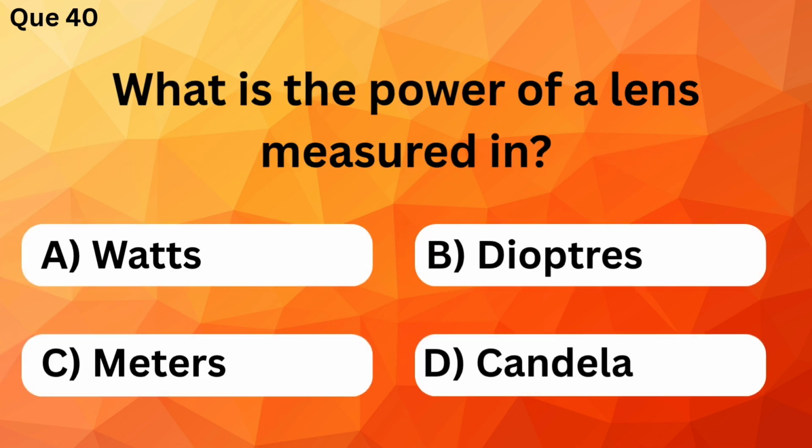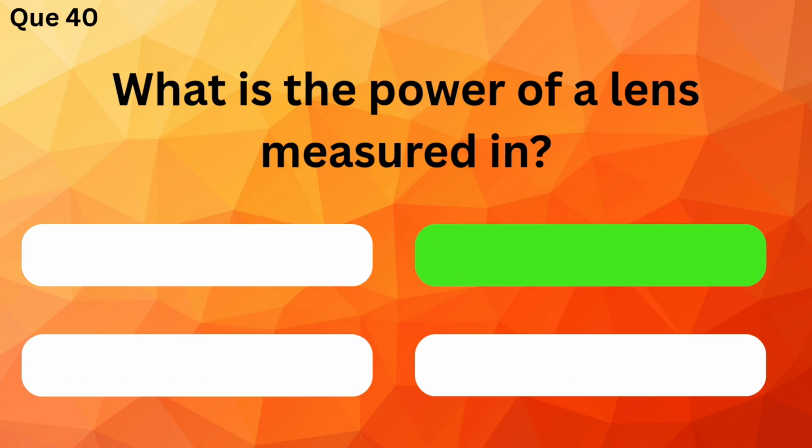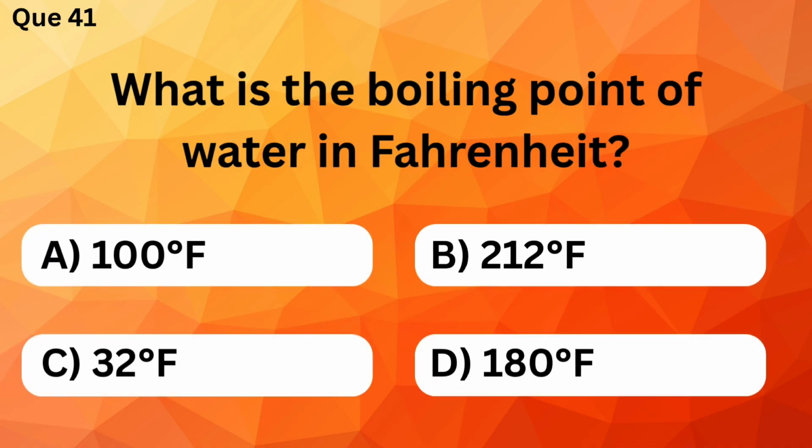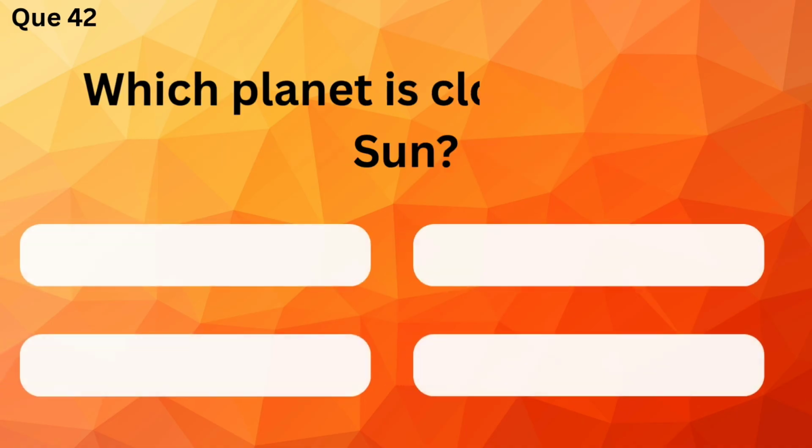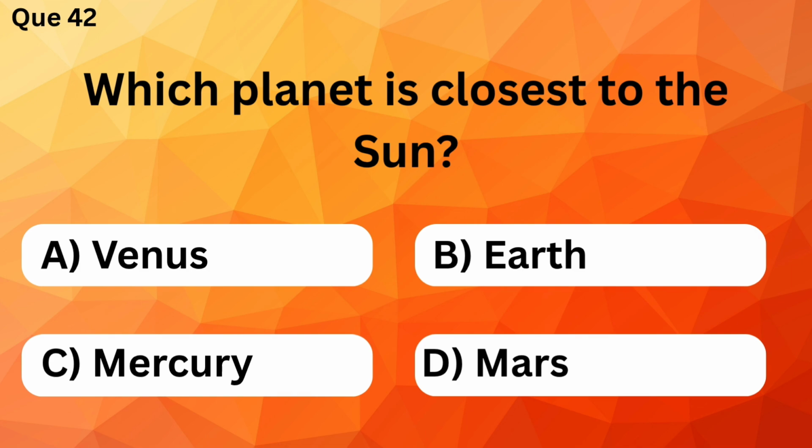What is the power of a lens measured in? B. Diopters. What is the boiling point of water in Fahrenheit? B. 212 degrees Fahrenheit. Which planet is closest to the Sun?